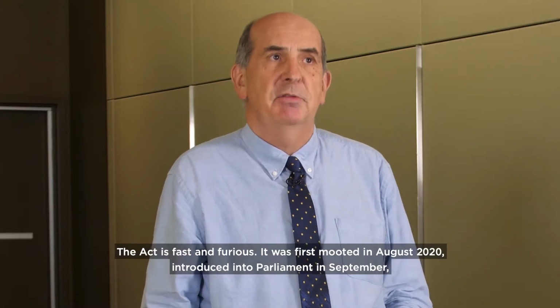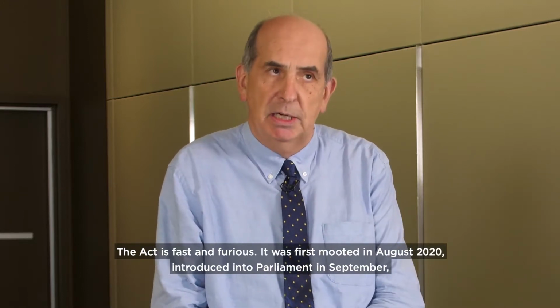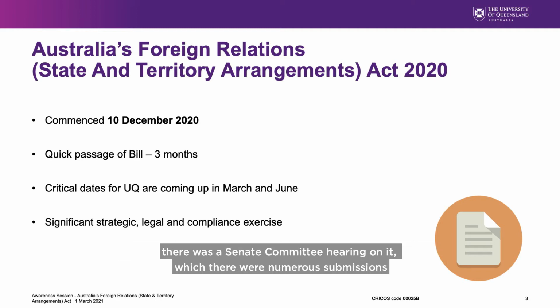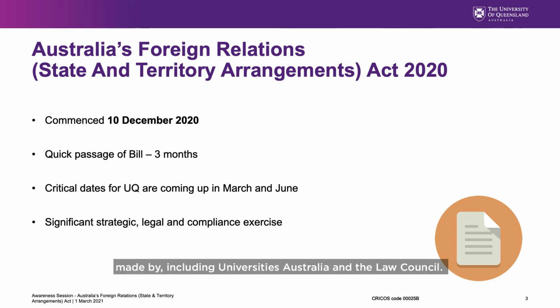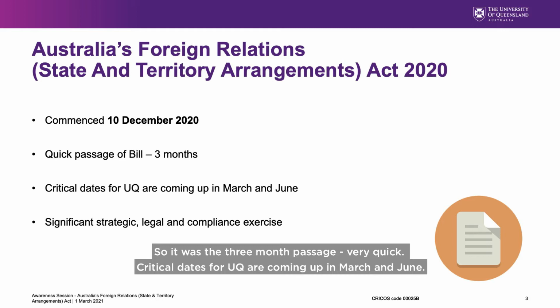The Act was fast and furious. It was first mooted in August 2020, introduced into Parliament in September. There was a Senate committee hearing on it, in which there were numerous submissions made, including by Universities Australia and the Law Council. Then the Act went to the Senate and was passed in early December and commenced on the 10th of December. So it was a 3-month passage, very quick.